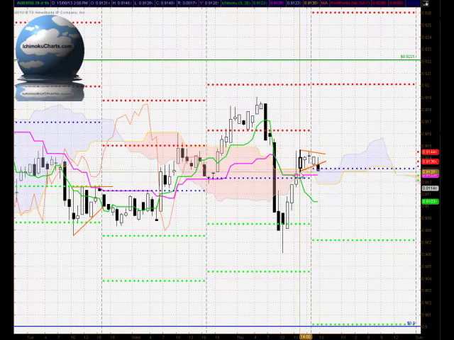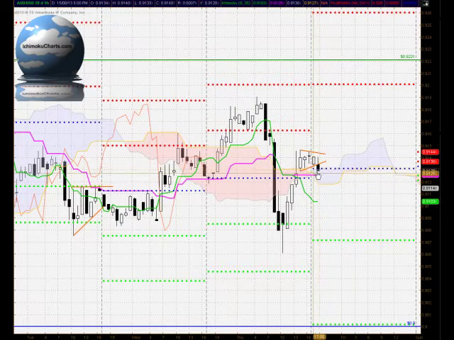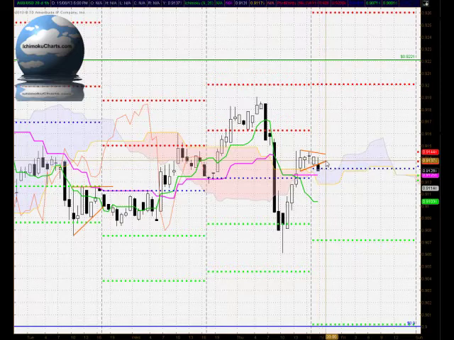The potential target is just the width of the pattern projected down, so it gives us a target roughly down around here at the bottom of the cloud, and that falls into line with what we're seeing with other forms of analysis, that we could see very solid support anywhere through the cloud down to the bottom of the cloud.